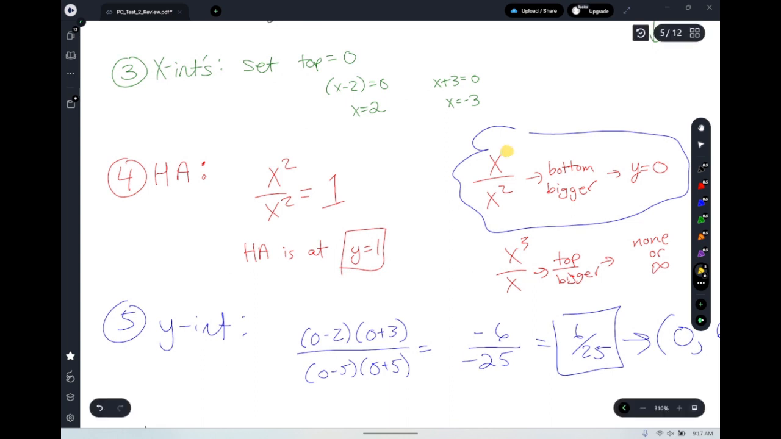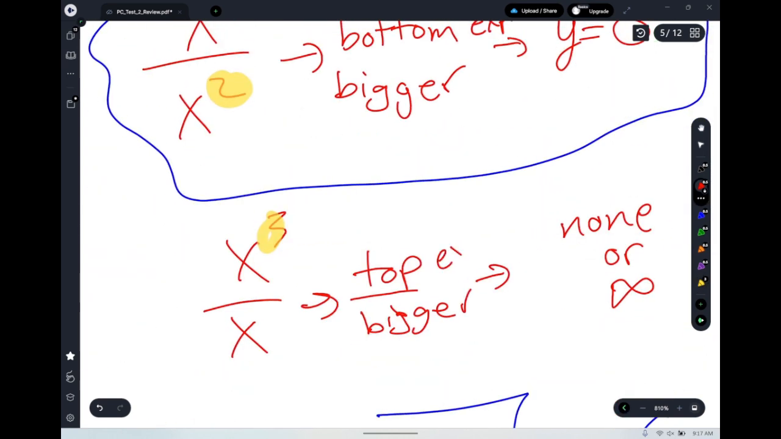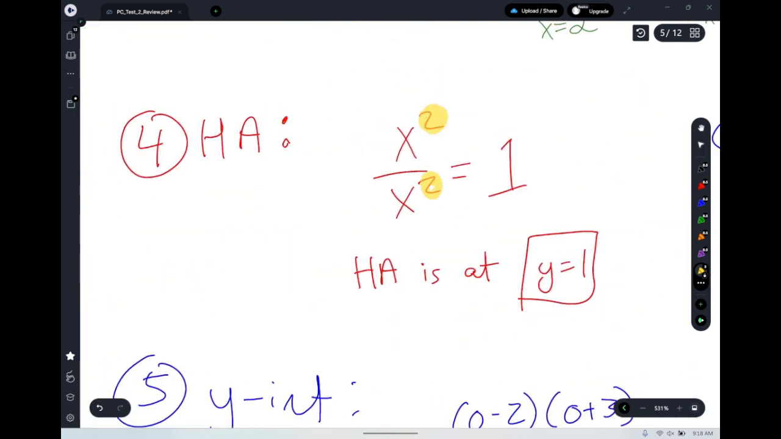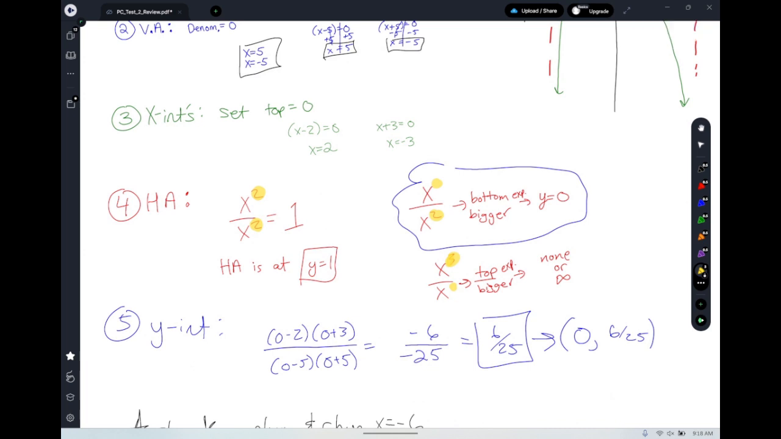Look at these exponents. No, that's actually a good thing to say. Thank you. Bottom exponent is bigger, and top exponent is bigger. That's what we mean by bottom or top bigger. We look at the exponents there, and if they're the same, which happened right here, you just cancel them out and reduce to whatever number it ended up being. That's that horizontal asymptote rule. It doesn't have a name. It's just this random system where you check for those 3.